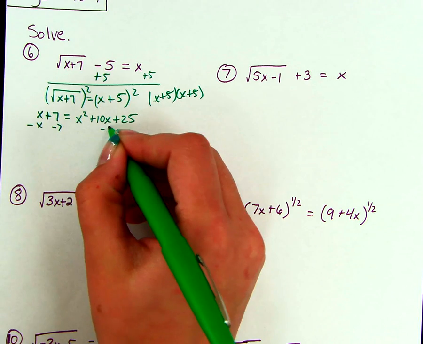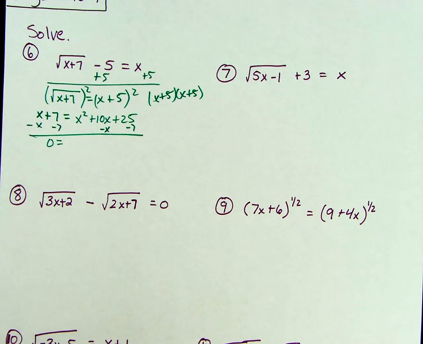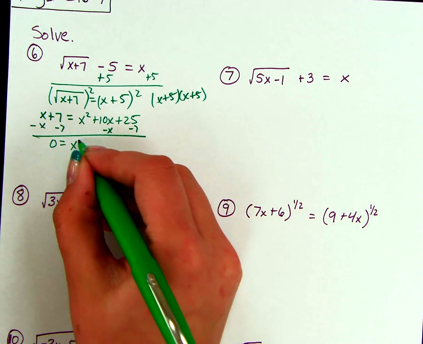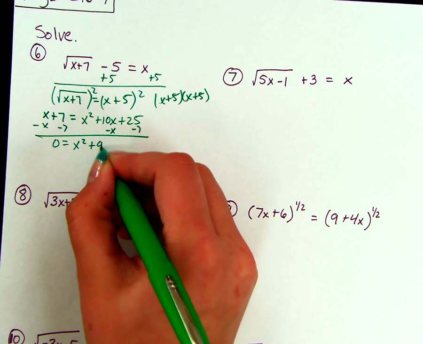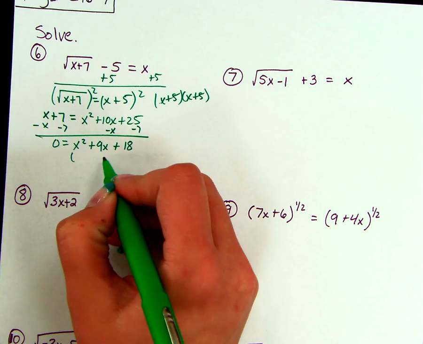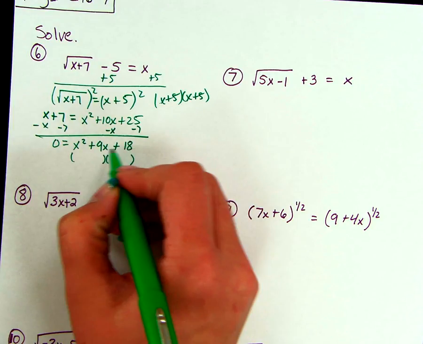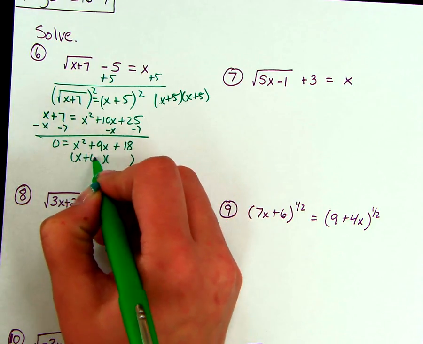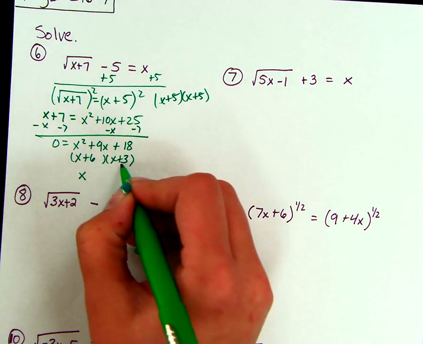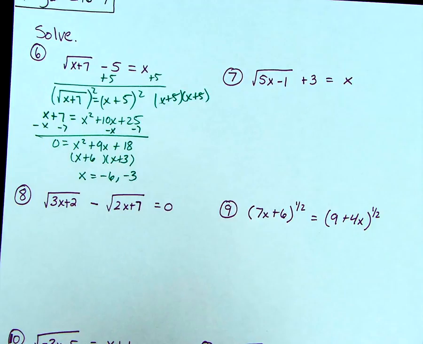Okay, so minus x and minus 7. Again, we're left with 0 equals, and then we're just combining our like terms. So that will give us x squared plus 9x plus 18. And then we need to factor. Two numbers that multiply to be 18 and add to be 9 will be x plus 6 and x plus 3. So our two answers, if we set each group equal to 0, are x equals negative 6 and negative 3.